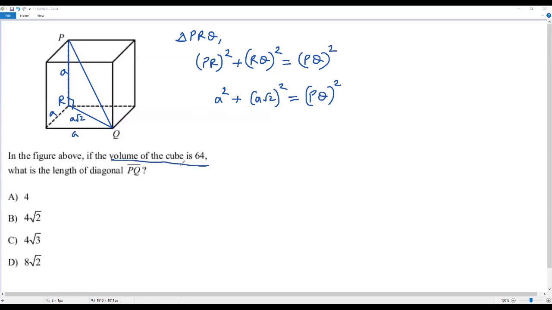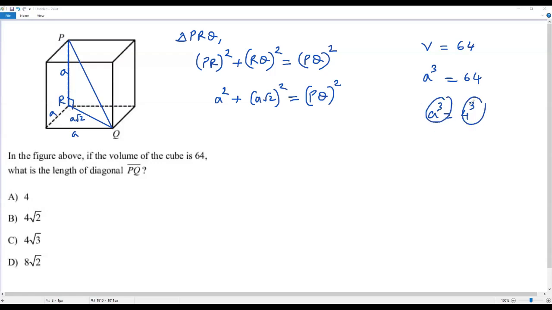That is, the volume of the cube is 64. So when the length of each edge of the cube is A, then the formula to get the volume of the cube is A to the third power. That is, the length of each edge raised to the power of 3. So this is the formula for the volume of the cube, because we have assumed A as the length of each edge, equals 64. Okay, A cubed, and let me write 64 as 4 to the third power because 4 to the third power equals 64. My aim is to solve for A in this equation.